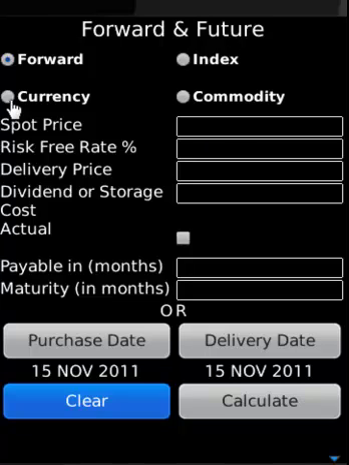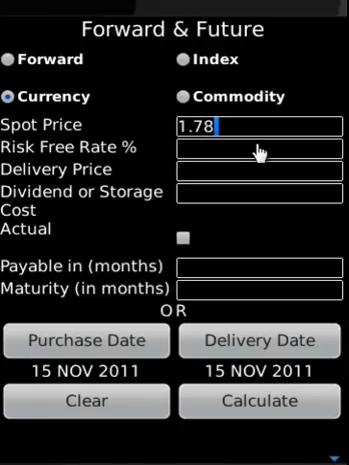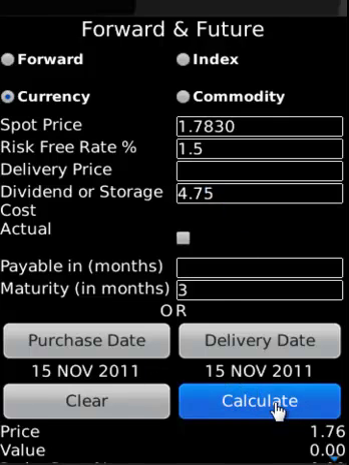Now let us clear up everything. So you go to currency, so 1.7830, risk-free rate 1.5, maturity in 3 months, and in this case we have a repo rate or a dividend which is 4.75. Okay, and this is what the calculation is. Okay, now clear all this.